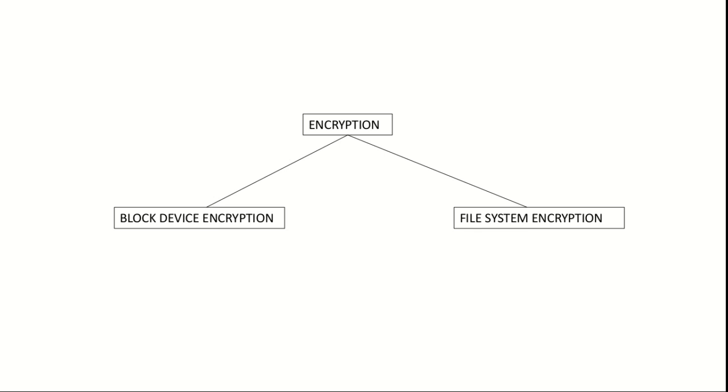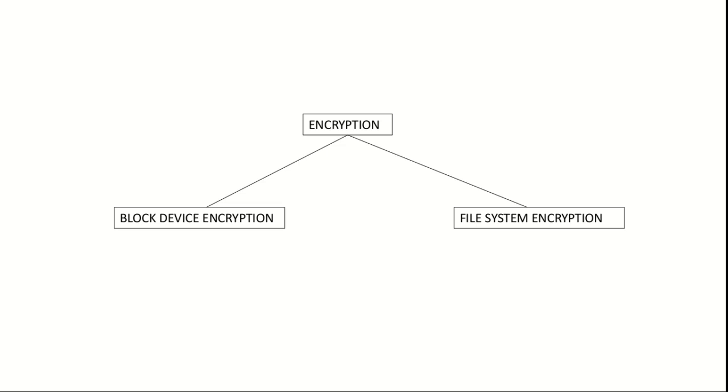Encryption can happen at the disk level or at the file system level. In block device encryption, the whole storage device is encrypted, whereas in file system encryption, only portions of the file system are encrypted, like some files and directories.